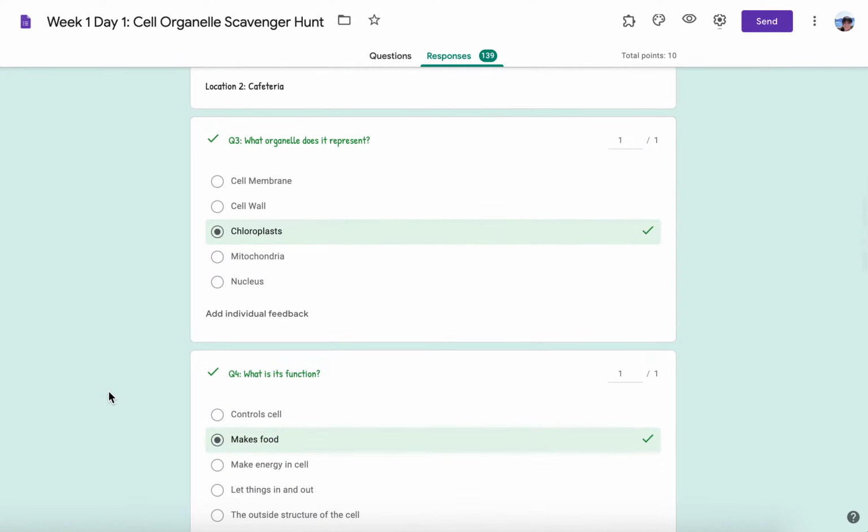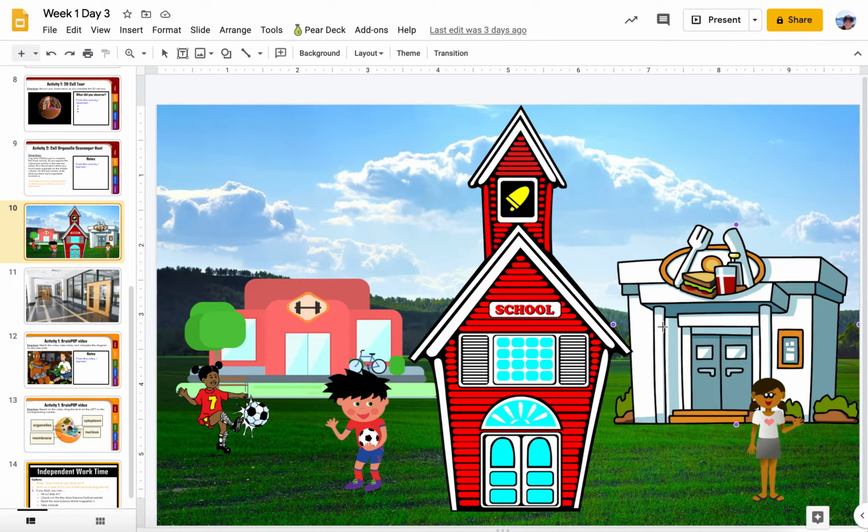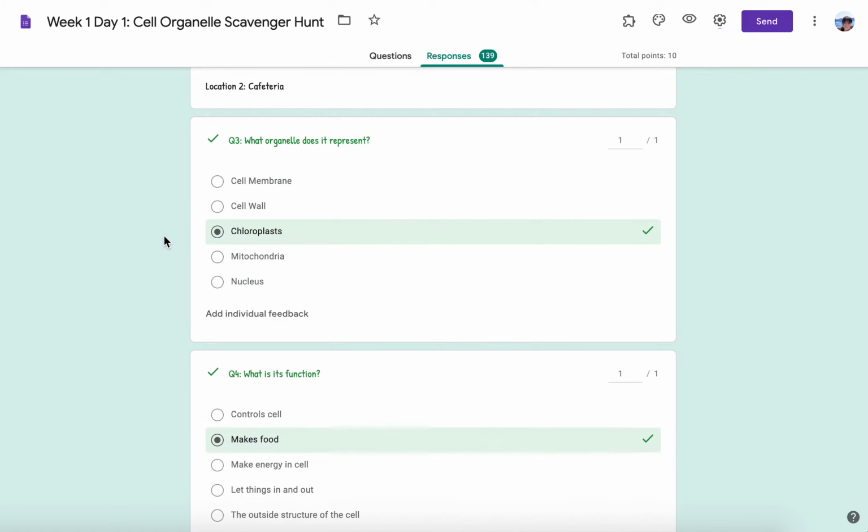Location 2, cafeteria. You will find the cafeteria on slide 7 right here. Cafeteria represents the chloroplast, and this is a part that only exists in plant cells. Their function, just like in a cafeteria, is to make food. In the same way, the chloroplast is also in charge of making food for plant cells.